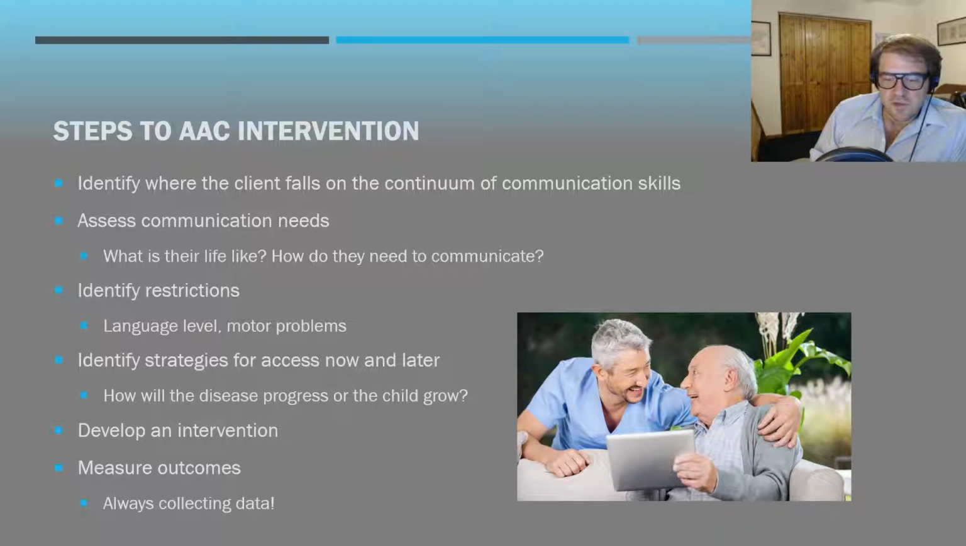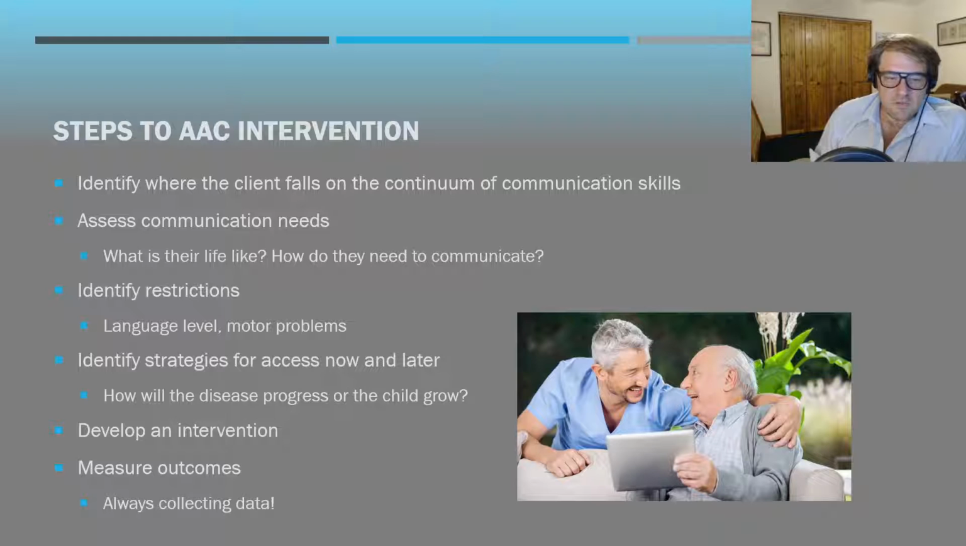This could also be like someone who is on disability and doesn't work, so they mostly communicate with their family, or someone who still is working and would need to have some on-the-job types of communication. Then consider what restrictions they have, like language level or motor problems. This kind of overlaps with identifying where they are on the continuum.